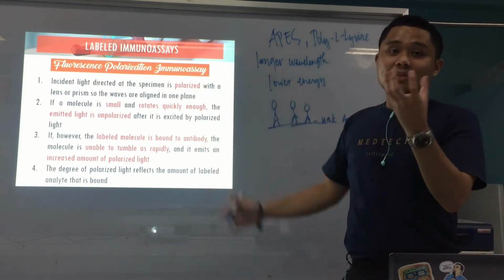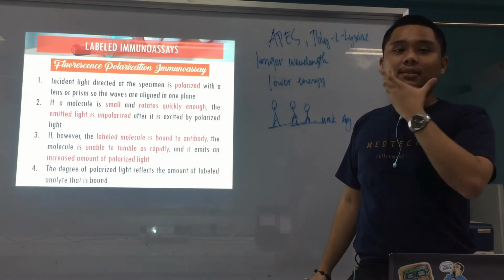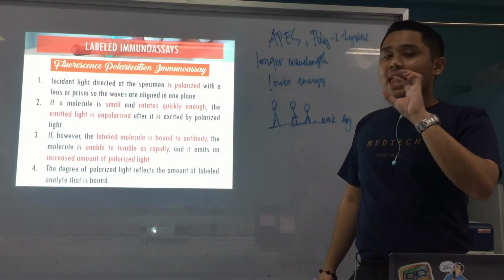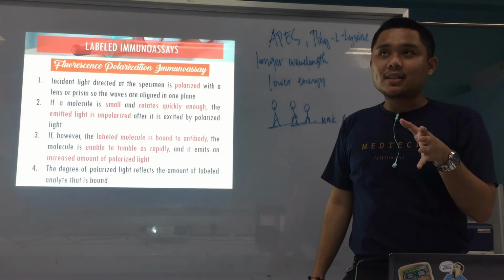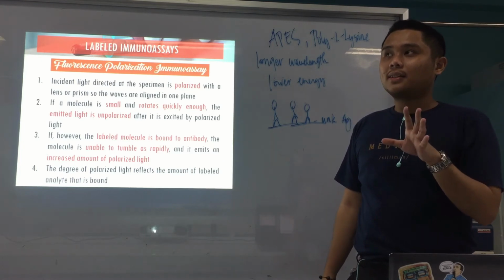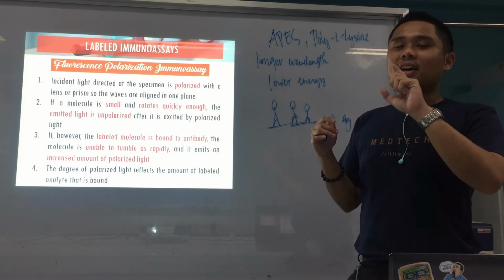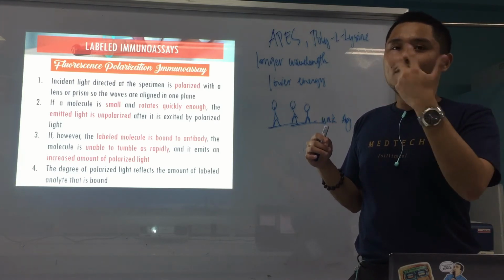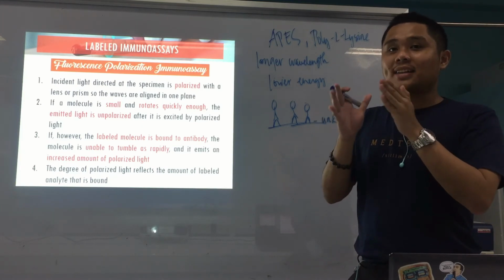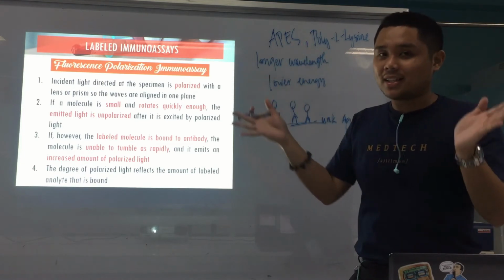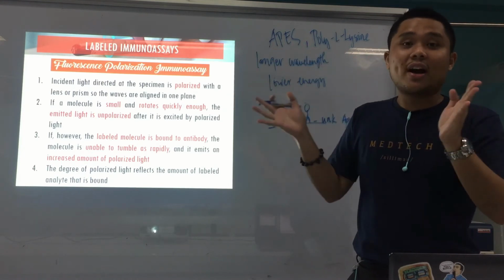If a molecule is small and it rotates quickly, the emitted light is not that polarized. I think because it's too small, it moves so fast, so the light scatters and is not polarized. So there is less polarized light.